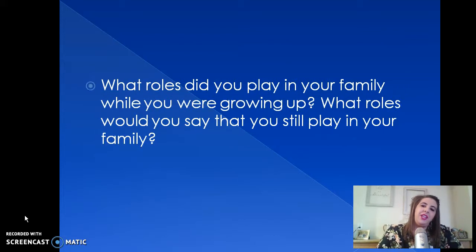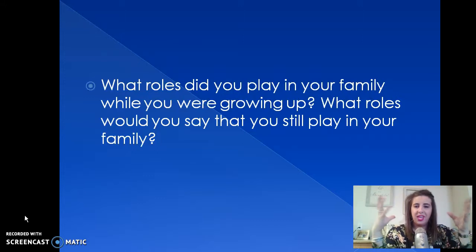What roles did you play in your family while you were growing up? What roles would you say that you still play in your family? The textbook talks about different roles that we sometimes play. It can be the funny person, the screw up, as much as that's not fun to talk about. It could be the overachiever, and sometimes we play roles in our family, and sometimes because we keep playing those roles, we get something from that, and that can be a part of our identity as far as who we are in the scheme of our family, what role we play, so that we can either stand apart or try to blend in more, whatever.